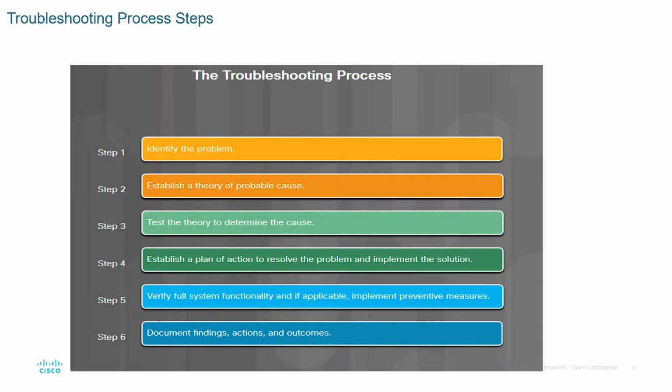All right. The first step in the troubleshooting technique is identifying the problem. The second step is establishing a theory of probable cause. The third step is to test the theory to determine the cause. Fourth step, establish a plan of action to resolve the problem and implement the solution. The fifth step, verify full system functionality and, if applicable, implement preventive measures. And the last step, the sixth step, document the findings, actions, and outcomes. Now let's talk about each one of them separately, and let's see what is involved in each of the steps that I have just mentioned.